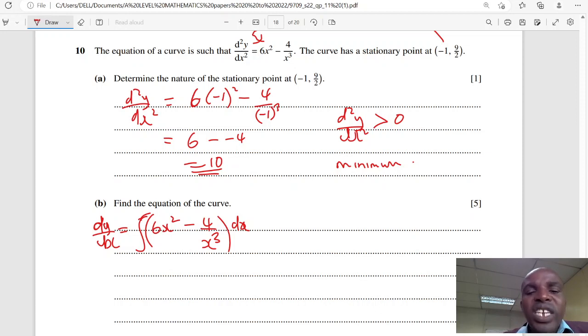So if you can find this part, the nature, we have a stationary point that is minus 1, 9 over 2. So dy dx at this point must be equal to 0. So this one will help you to find the value of the constant. Right, let's integrate this part.